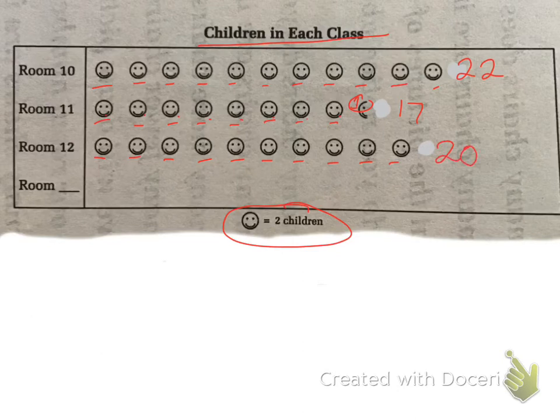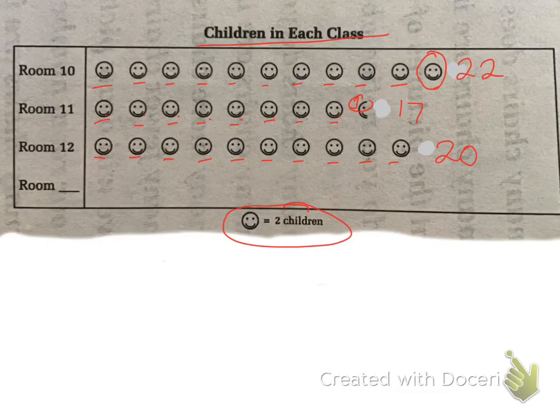Okay, so we can find out how many more children room 10 has than room 12 by seeing how many more pictures there are. So room 10 has 1 more smiley face than room 12, which means that room 10 has 2 more children. Okay. All right, so we're going to draw a picture to show the number of children in our class.